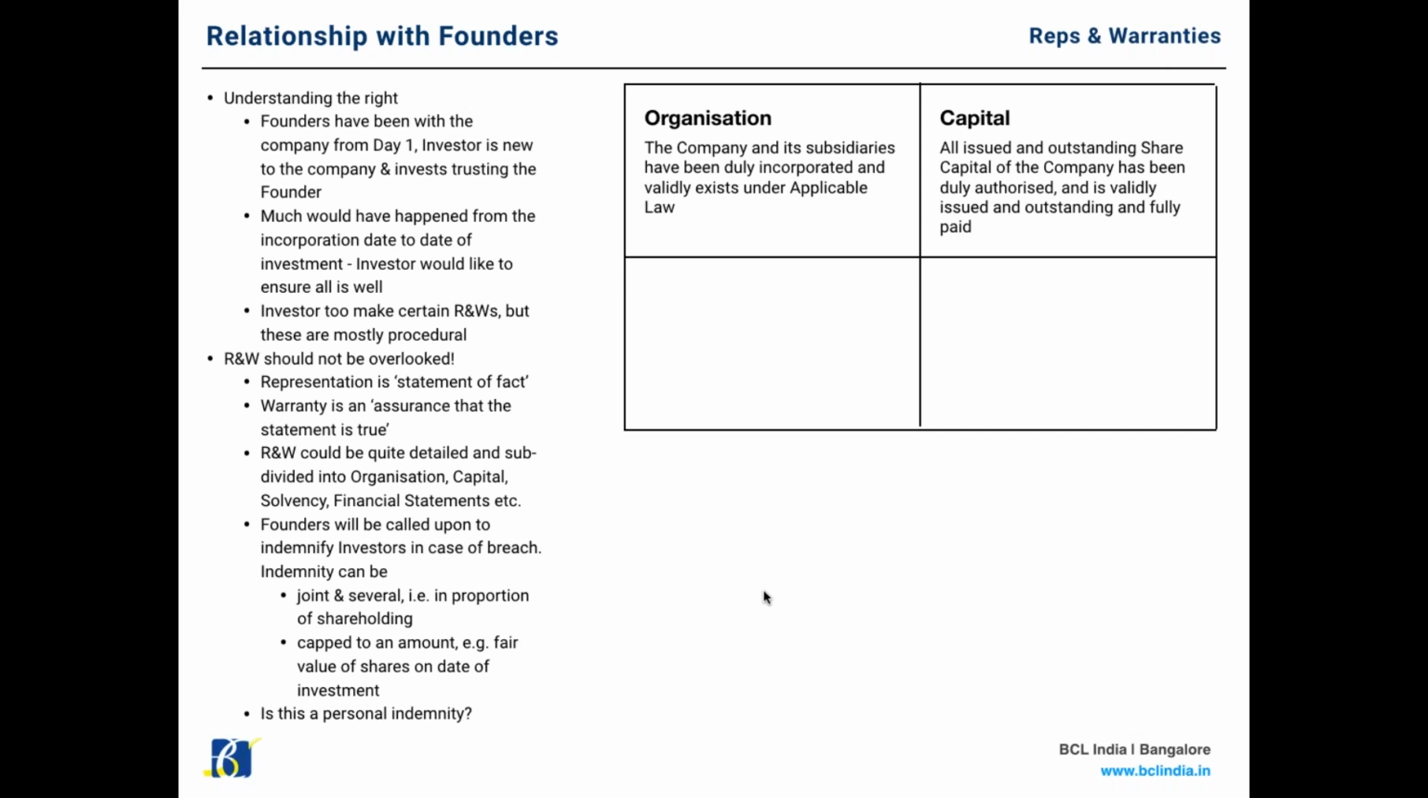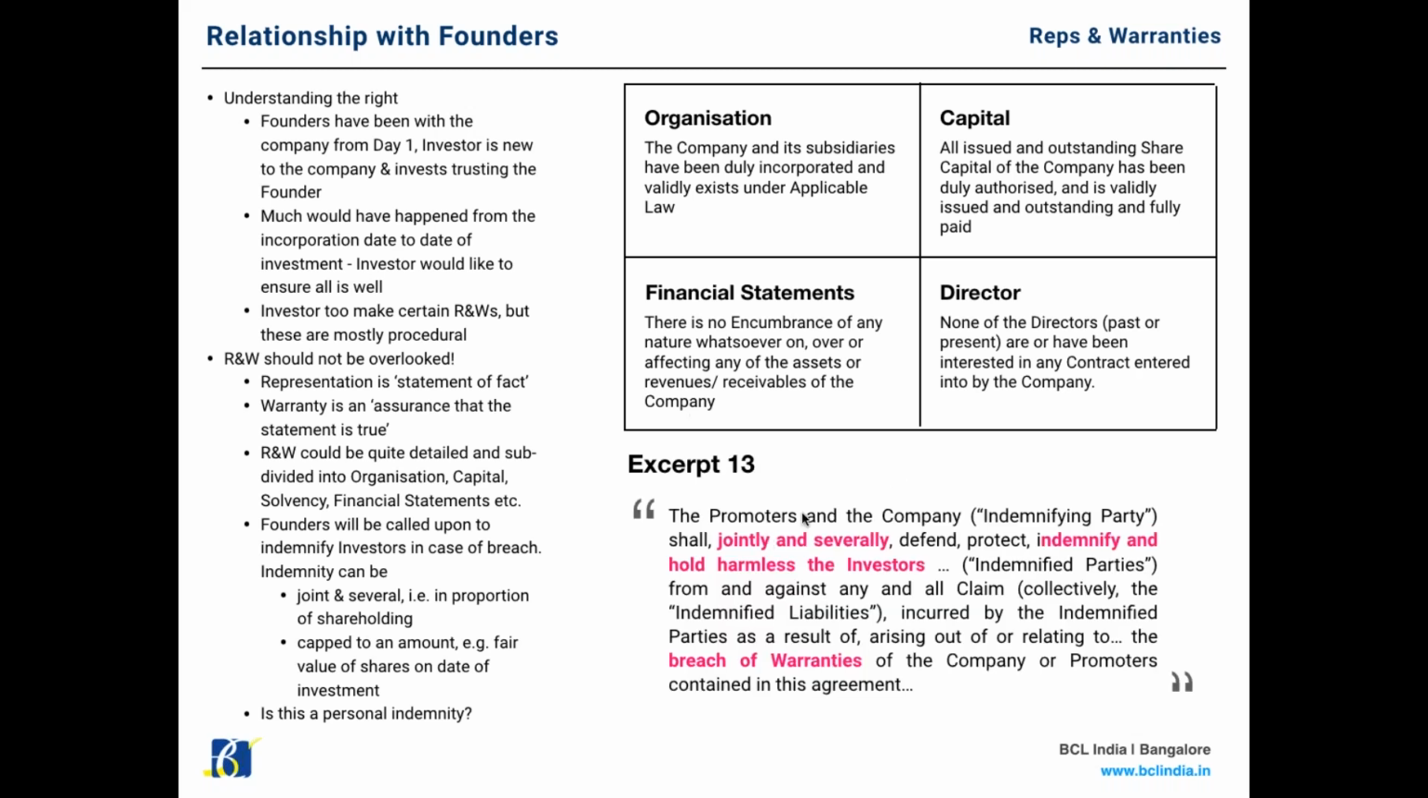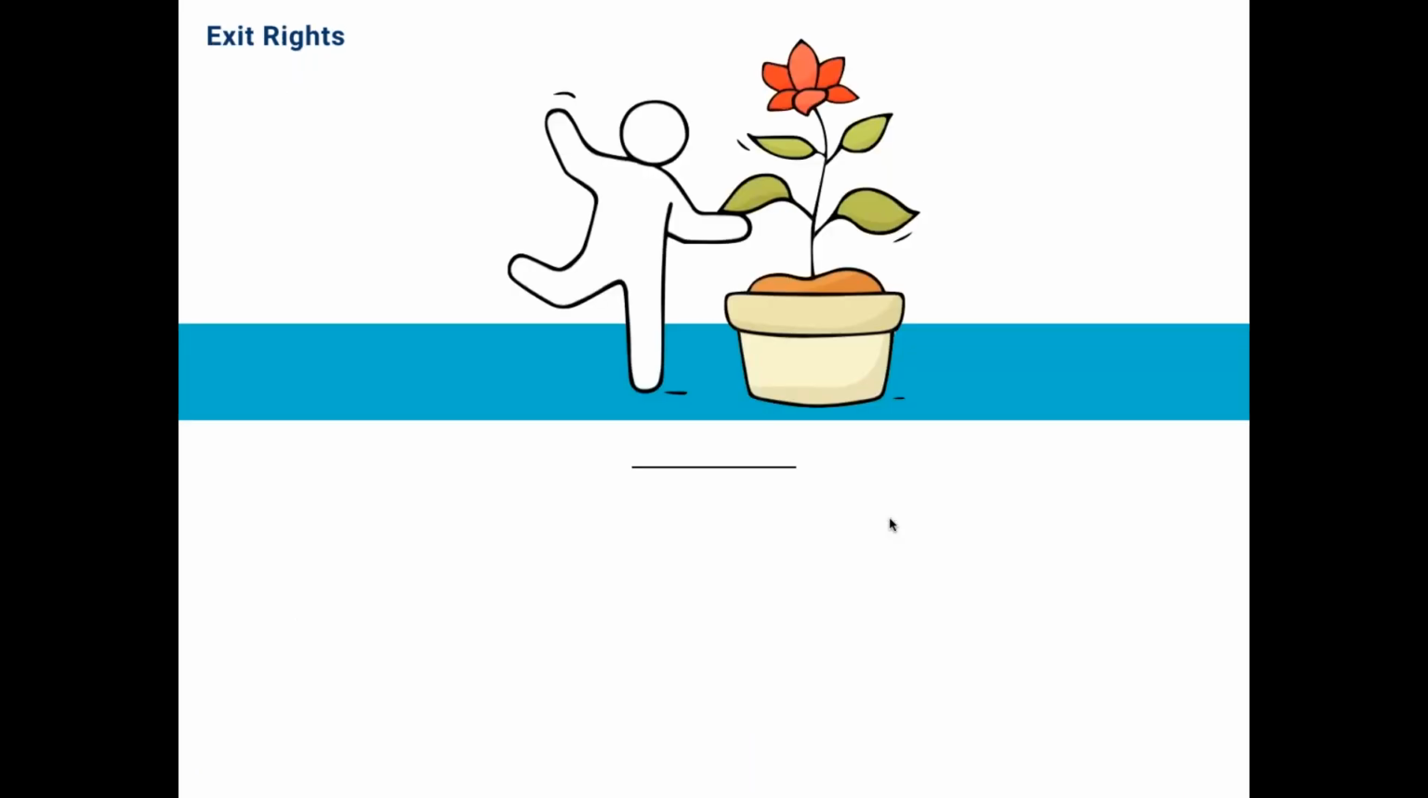I've given some examples here under the organization, capital and financial statements heads, and you are going to see these clauses in every shareholders agreement, but a foundation of sorts will be established in the term sheet. Again, except number 3. If you see this, it says that the promoter and the company shall jointly and severally defend, protect, indemnify and hold harmless the investor if there is any claim arising by way of breach of any warranty. So very, very important clause. Please make sure you go through this in detail. It's a lengthy clause in the term sheet and SHA, but please go through it.